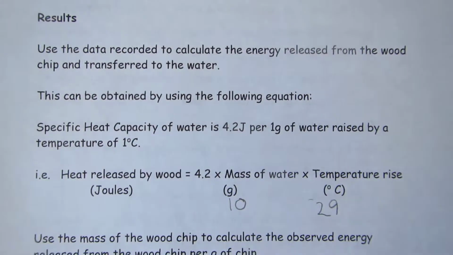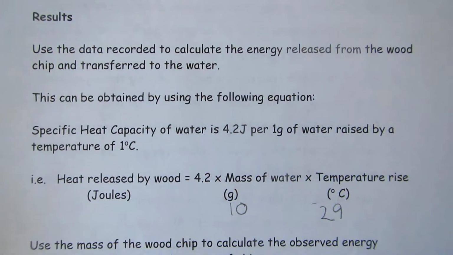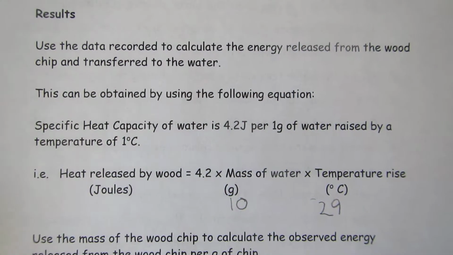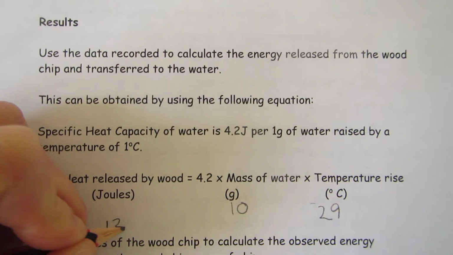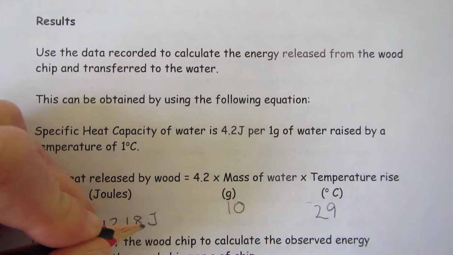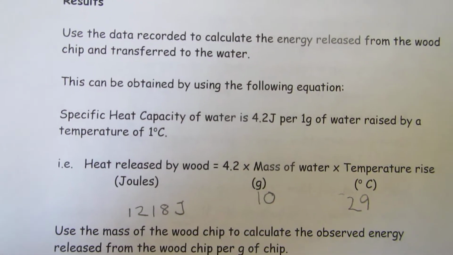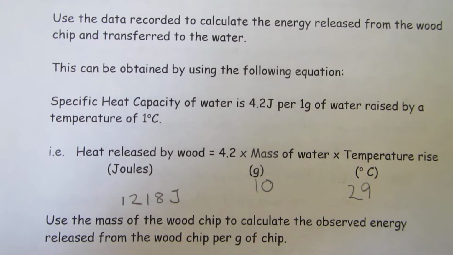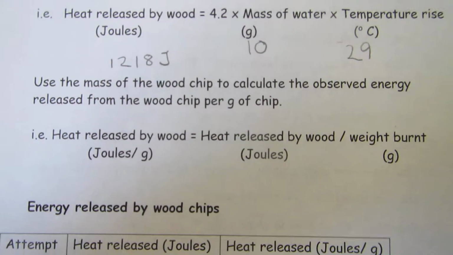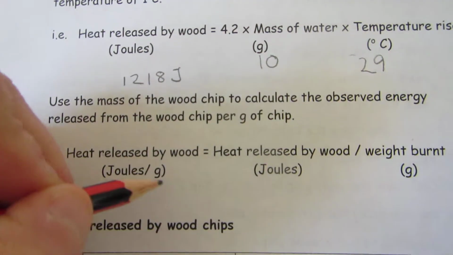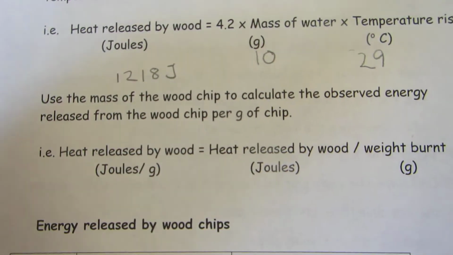So if I type that in, so it's 4.2 multiplied by 10 multiplied by 29. It gives us an energy released of 1,218 joules. But this is the energy that was released by the wood chip we actually burnt. But we want to know how much is released per gram of wood.